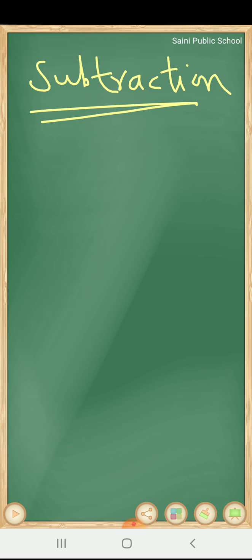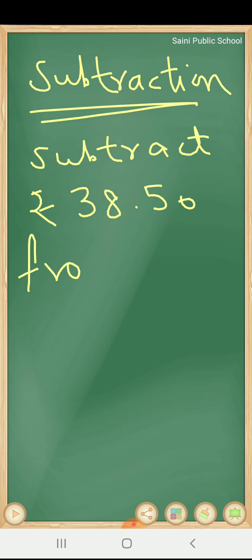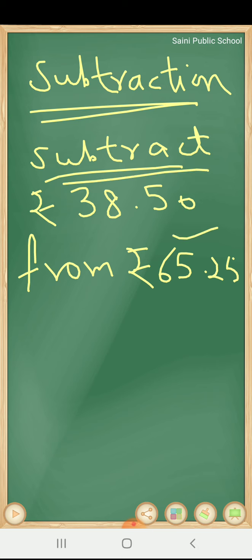Let us take an example. The question is: subtract rupees 38.50 from rupees 65.25. This is the question given to us. We have to subtract, and these are the two numbers.